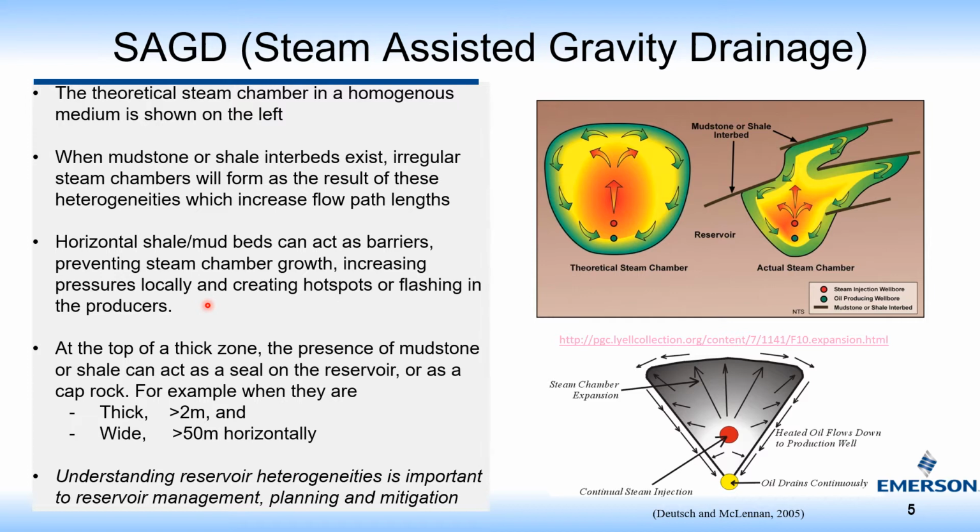So at the top of thick zones, the presence of mud or shale can act as a seal on the reservoir or as cap rock if it's big enough. And for our evaluation, we're going to be looking at around 2 meters of thickness, 1 to 3, and for the width to really impact the steam chamber and connectivity, 25 to 50 meters of horizontal width on these. So understanding reservoir heterogeneities is important to reservoir management and planning.